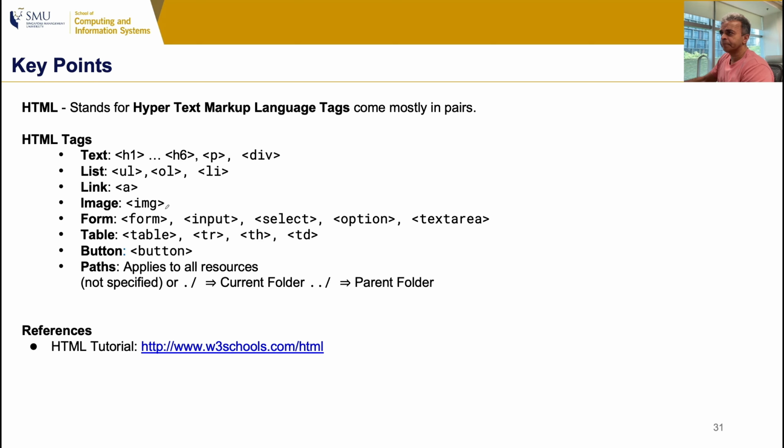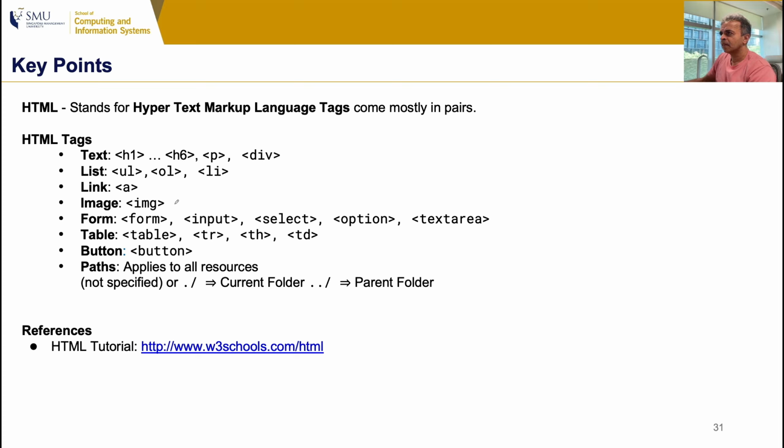So the key points: tags, most of them are pair tags. Most tags come in pairs. H1 through H6 are six different levels of heading. Paragraph. Div is a logical or semantic section. Then lists, unordered and ordered, with list items within. Anchor, the most important thing on the web, which will create links.